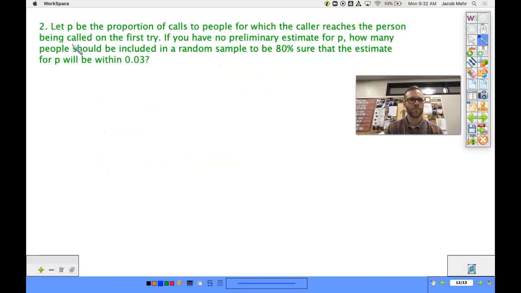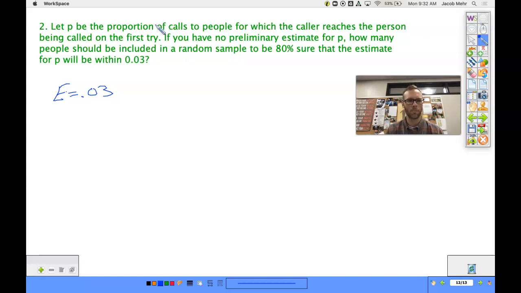All right, so let P be the proportion of calls to people for which the caller reaches the person being called on the first try, right? So I grab my phone and I call somebody. What's the probability that they answer the first time? Because so often I call somebody, no answer. Got to call back again later, right? So if you have no preliminary estimate for P, how many people would be included in a random sample to be 80% sure that the estimate for P will be within 0.03? So we want our error to be 0.03. How many people do we have to sample? How many of these phone calls do we have to make?